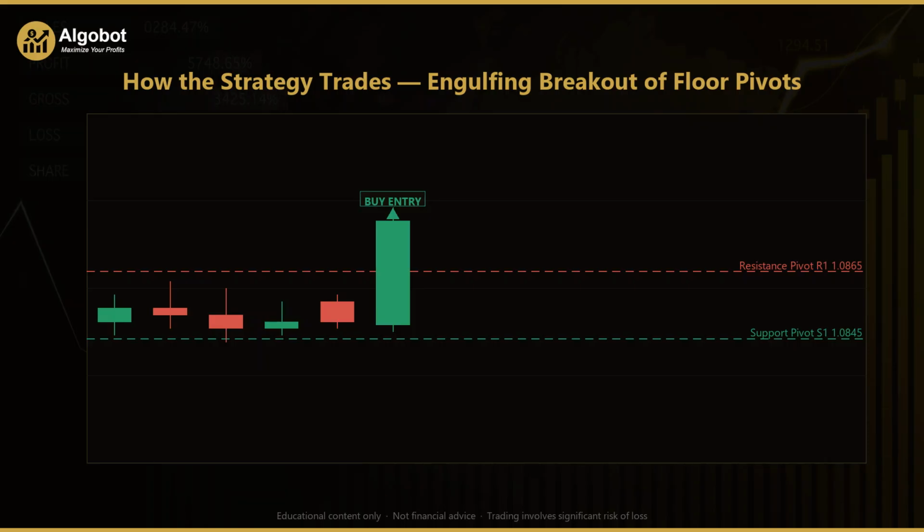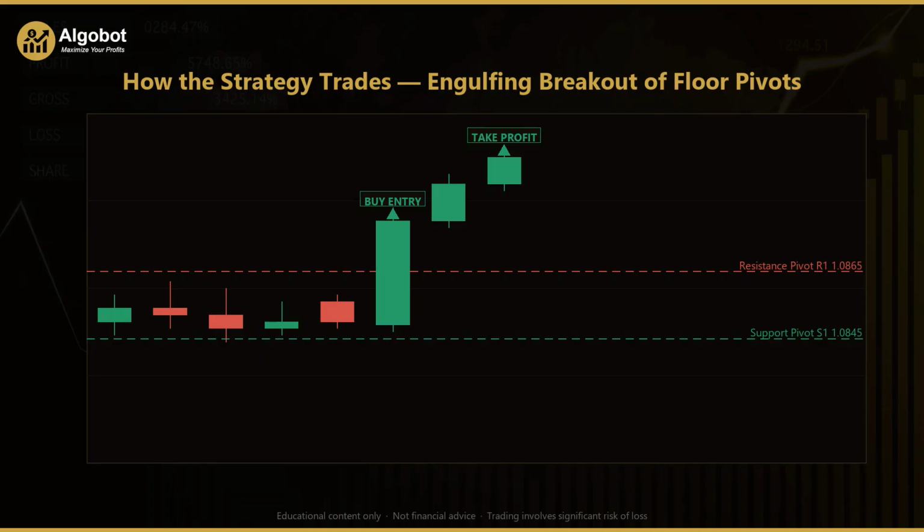Now watch the fifth candle. It opens down near the prior candle's close, sitting at or below the resistance pivot, and then it pushes strongly higher, completely covering the previous bearish body. This is a bullish engulfing candle, and it closes decisively above the resistance line at 1.0865. Both conditions from the code are satisfied. The candle opened around the level, and it closed beyond it by the break buffer. That is the long entry.